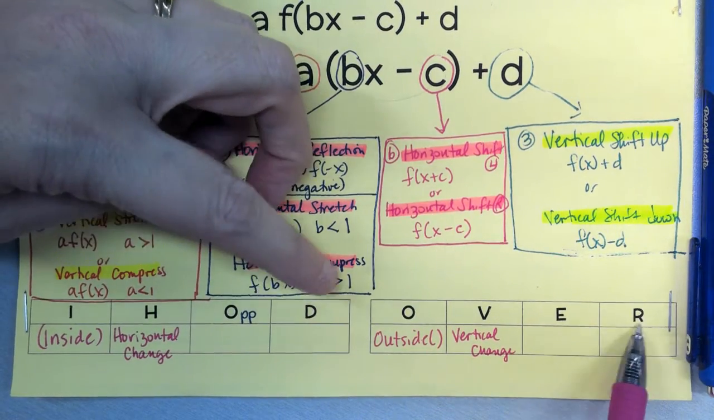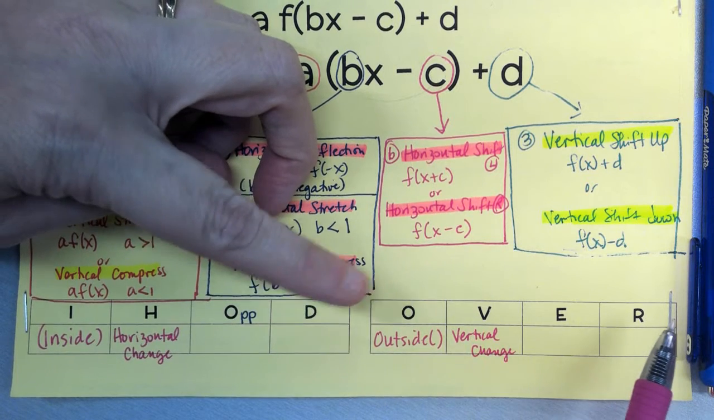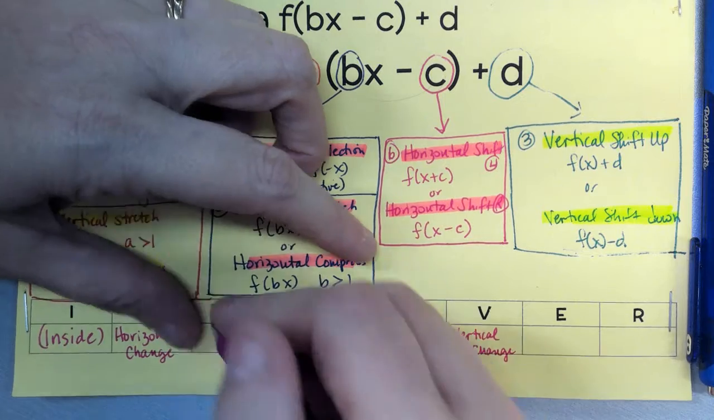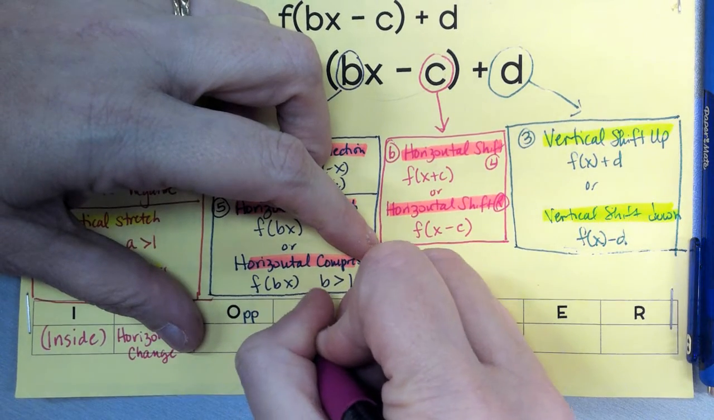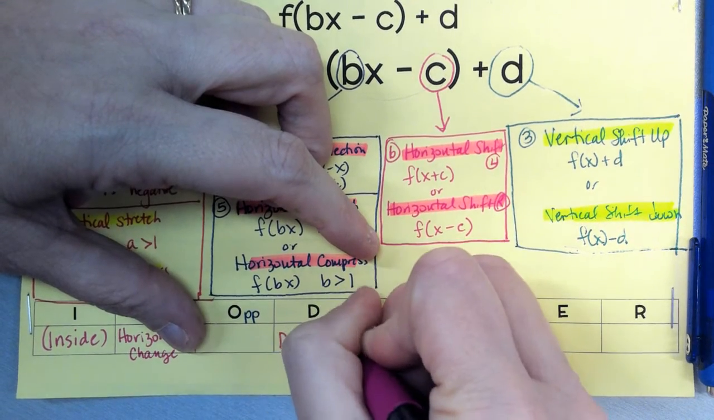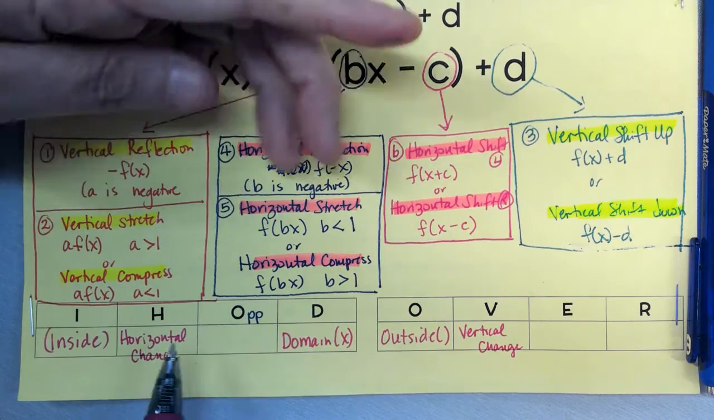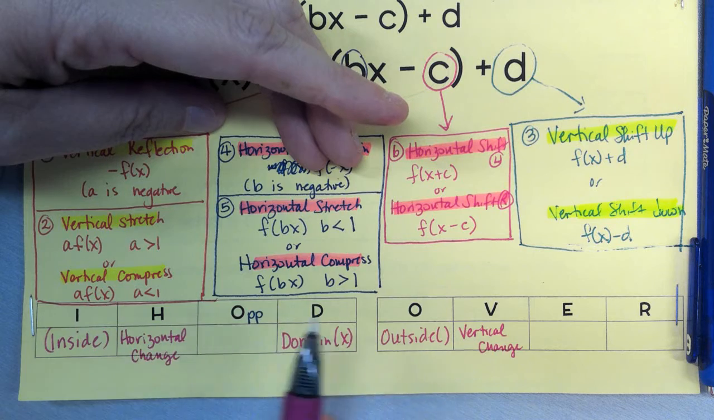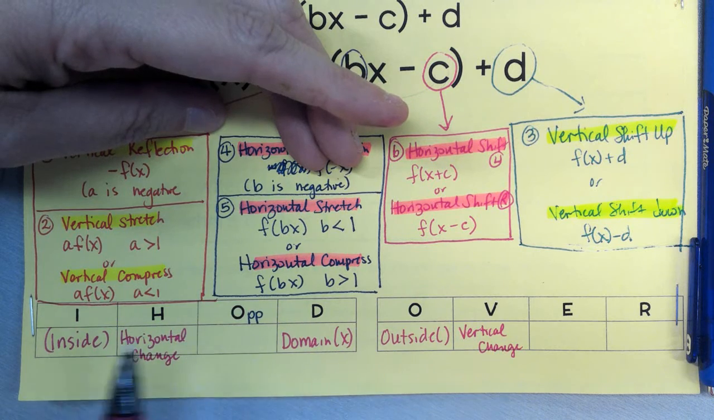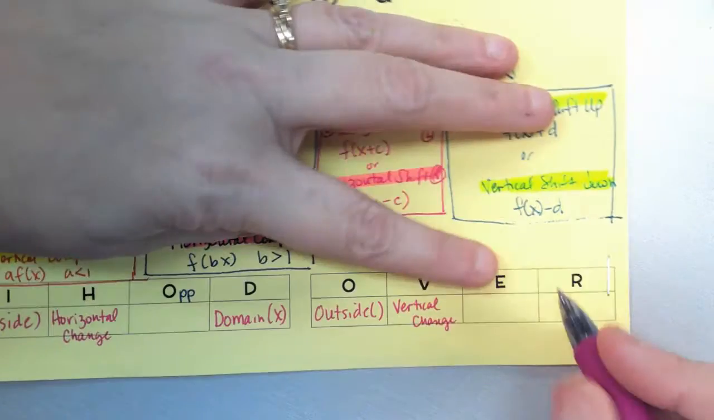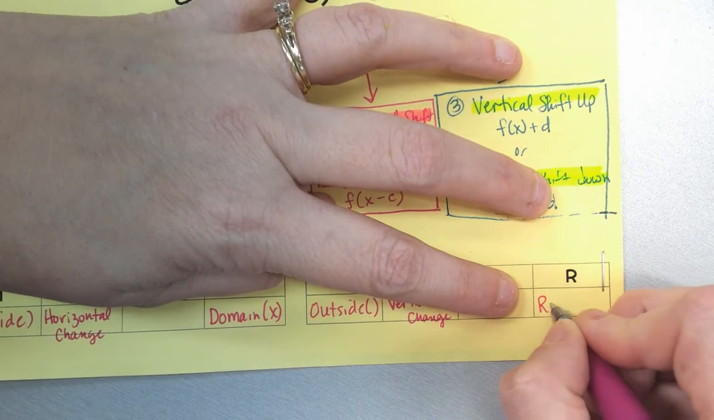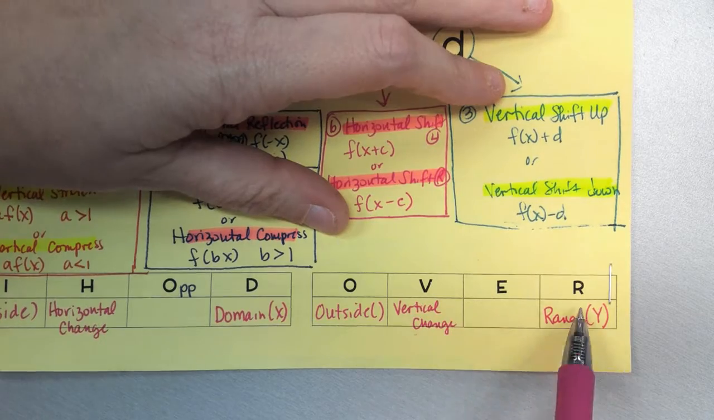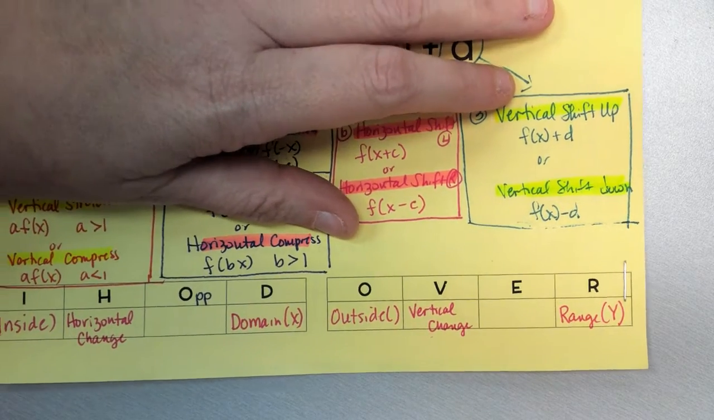Now, what do we know? What have we learned recently that starts with D and R? Domain and range. Okay, well, domain is my x values. X is my horizontal axis. So when I'm having a horizontal change, that's a change in the x. So then what would this be over here? The range, because vertical changes affect my range.